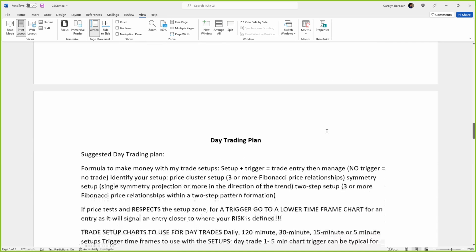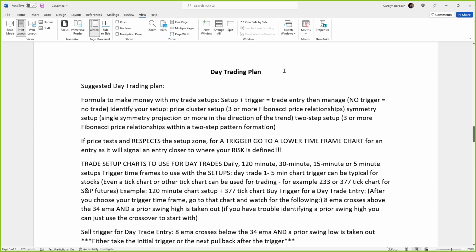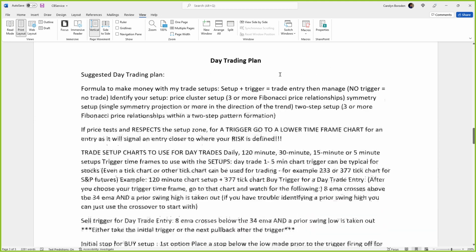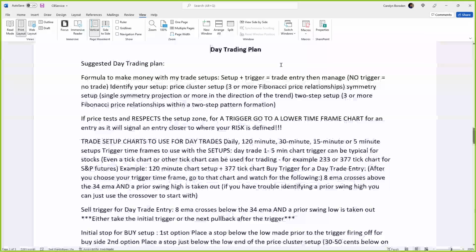if you haven't seen these yet, I have the day trading plan set up. I know I've posted this document before, but if you need me to post it again, I will. This is the suggested day trading plan. Basically, you're waiting to identify a setup, whether it's symmetry, a price cluster, or a two-step pattern.